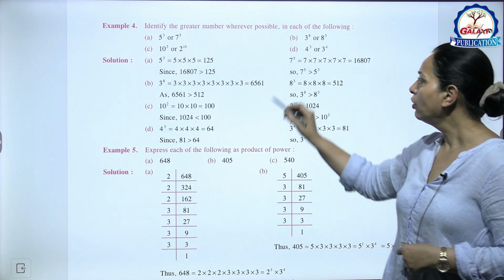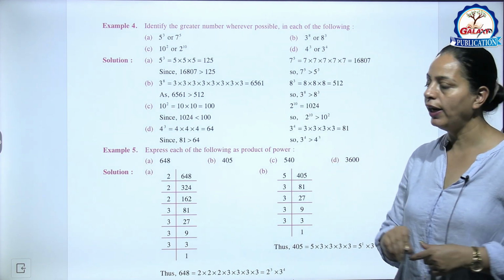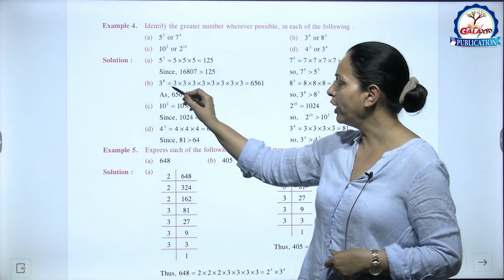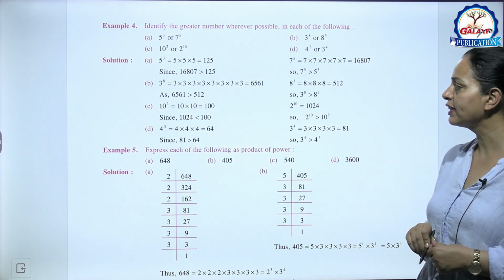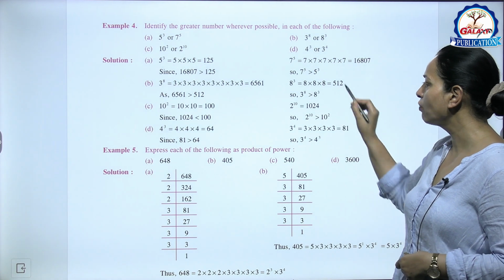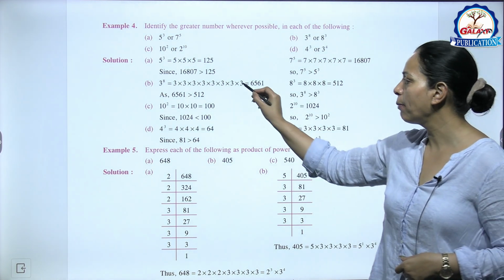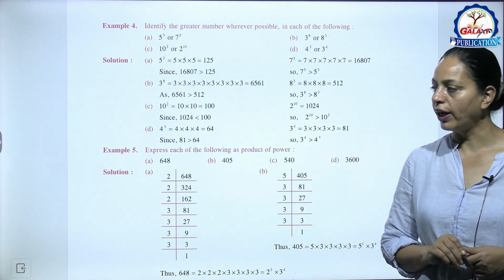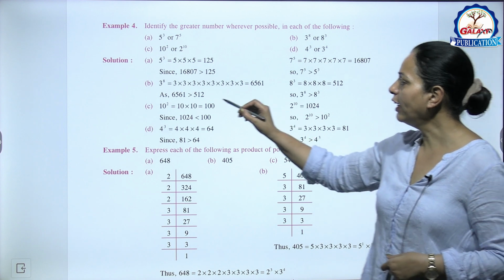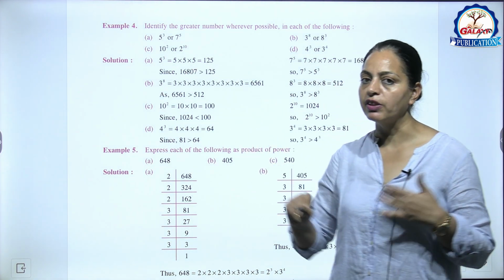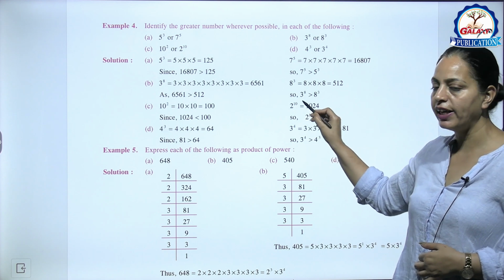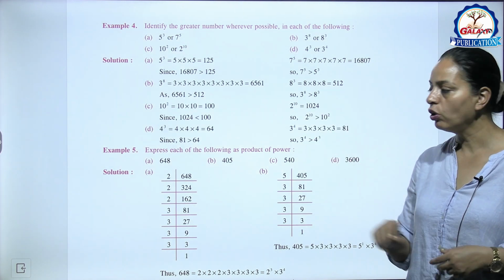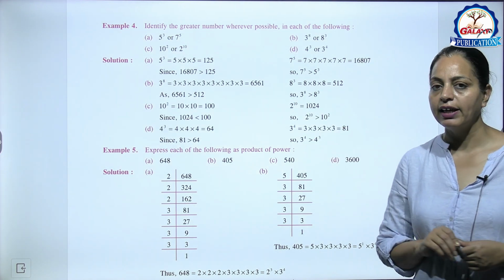Now B part, 3 raised to the power 8 or 8 cube. So 3 raised to the power 8 means 8 times, that is 6,561, and 8 cube is 512. So this number is greater, right? Now C part, 10 raised to the power 2 or 2 raised to the power 10. So 10 into 10 is 100 and 2 raised to the power 10 is 1024. So this number is greater than 100.